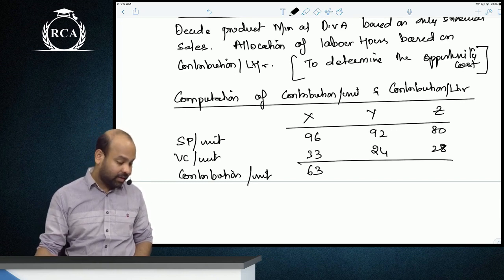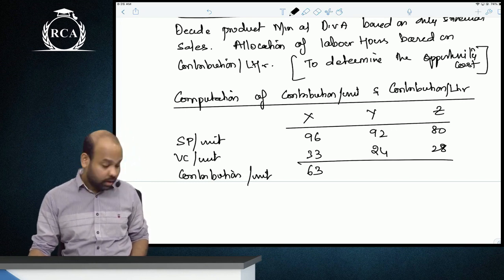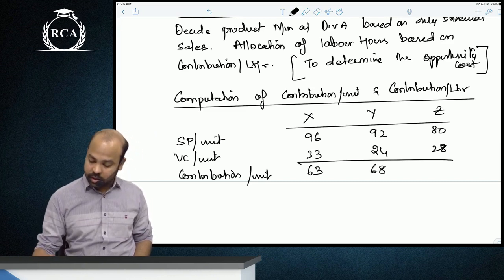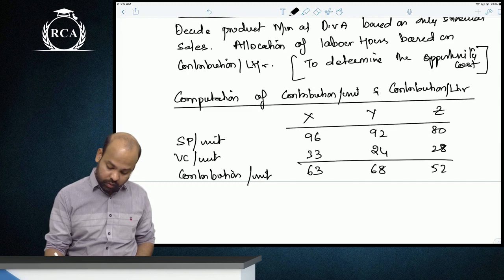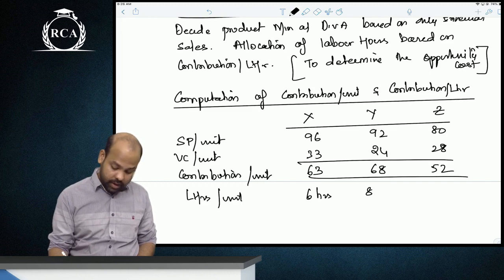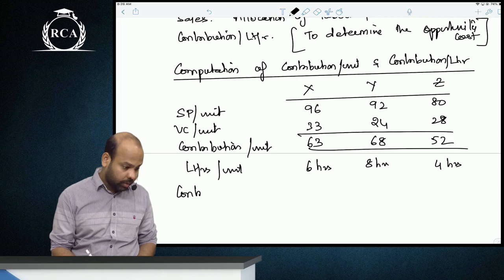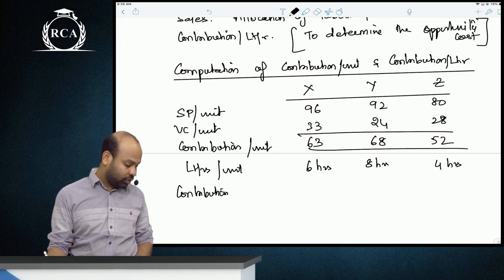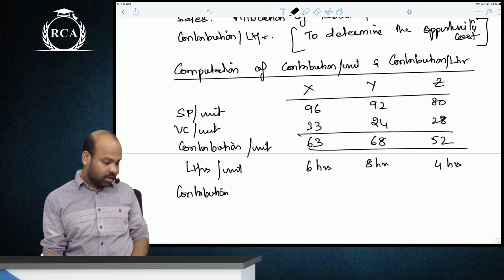96 minus 33, 92 minus 24, guys, 68. 80 minus 28, 52. The labor hours required per unit are 6 hours, 8 hours, 4 hours. So your contribution per labor hour is such. Contribution per labor hour. I'll have to check the question here.